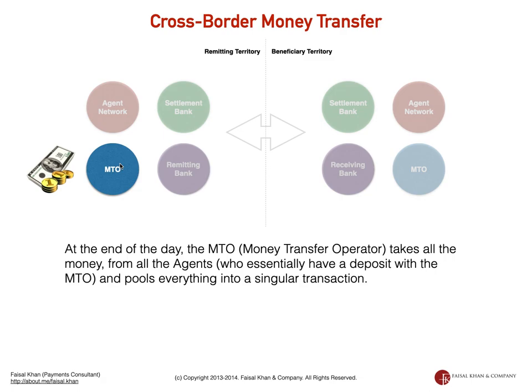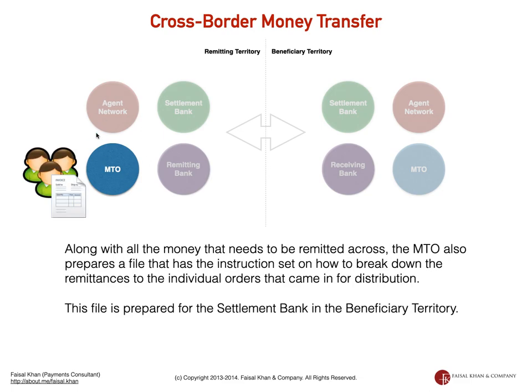At the end of the day, the money transfer operator takes all the money from all the agents. Remember, all the agents basically have a deposit with the MTO. They are pre-funded, and the MTO pulls everything into a singular transaction. And this would not only have the transactions for the agent network itself, but also maybe the money transfer operator owns their own stores or their own online presence, etc. So they will bunch everything into a single transaction.